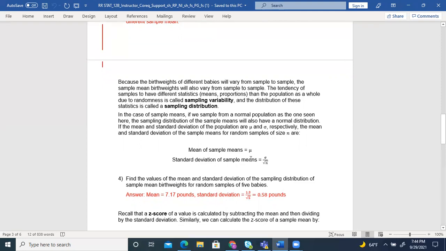About the standard deviation, it will be slightly different, and it depends on the sample size. It's going to be equal to sigma divided by the square root of n. So anytime you have sample means, remember that they have the same mean as the population, but a standard deviation that is different from the population one. It equals the population standard deviation divided by the square root of n.